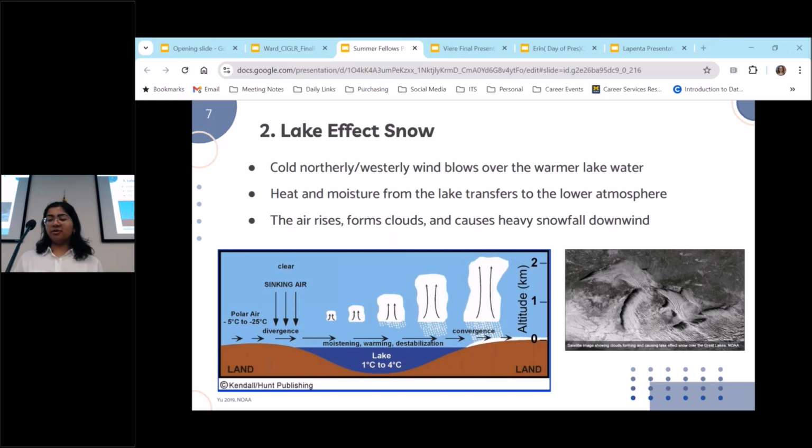So lake effect snow, primarily for the Great Lakes region, is when cold northwesterly wind, usually coming from Canada or Alaska, blows over the warmer lake water. This allows the heat and moisture from the lake to transfer to the lower atmosphere. This then causes the air to rise, form clouds, and cause heavy snowfall downwind. And on the right, you can see a satellite image of the Great Lakes during a lake effect snowstorm.